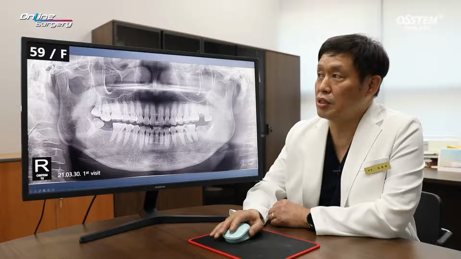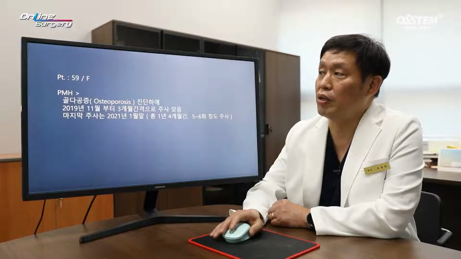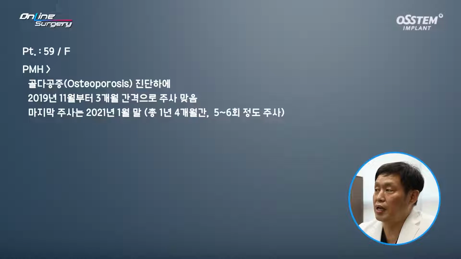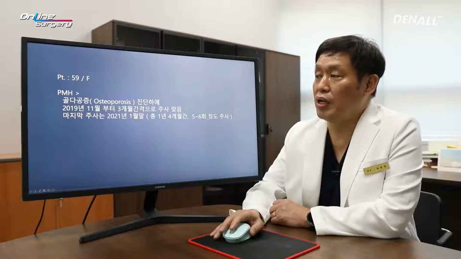The reason why the treatment was delayed was because the patient was diagnosed with osteoporosis and she received an injection every 3 months since November 2019. The patient's last injection was at the end of January 2021. It's been approximately 1 year and 4 months. The patient received 5 to 6 injections of bisphosphonate. That's why private practitioners were reluctant to take on that patient, and the patient came to me.